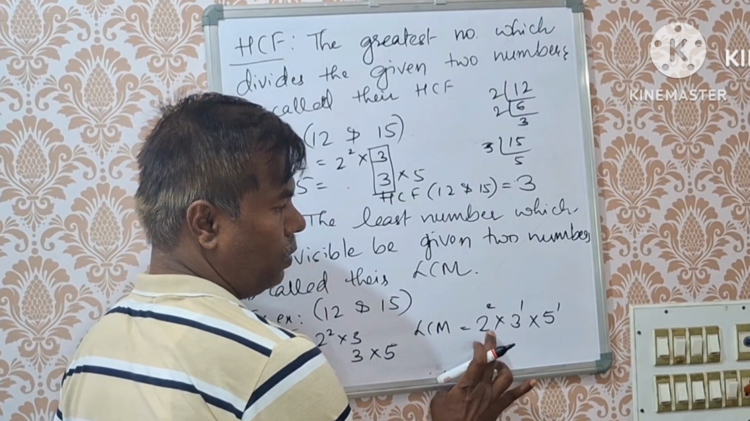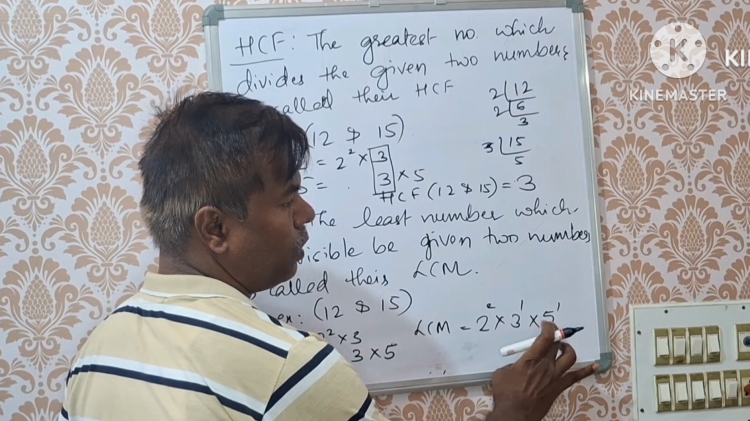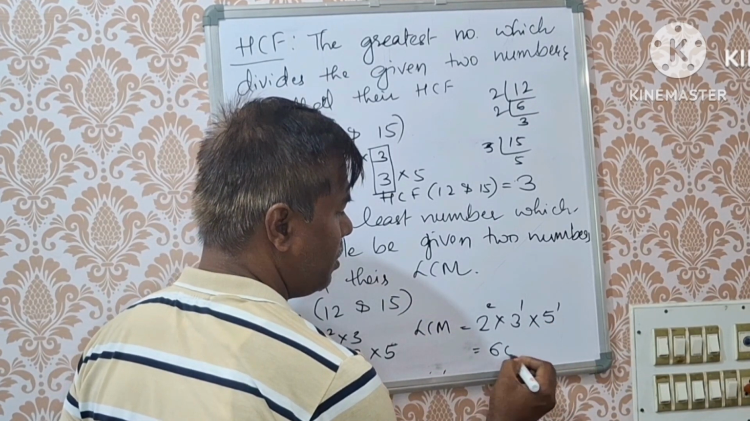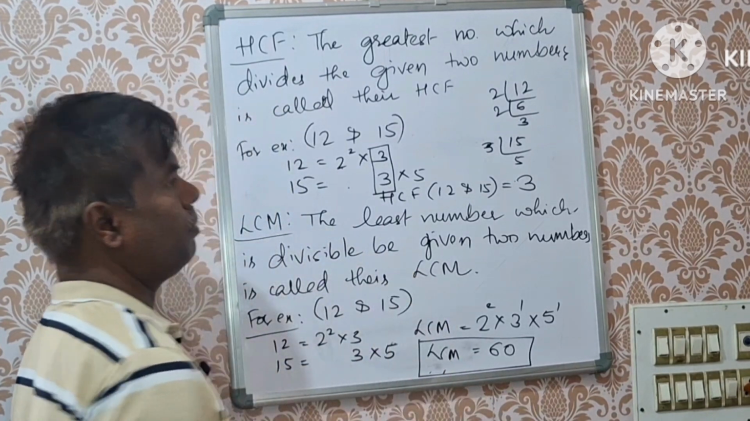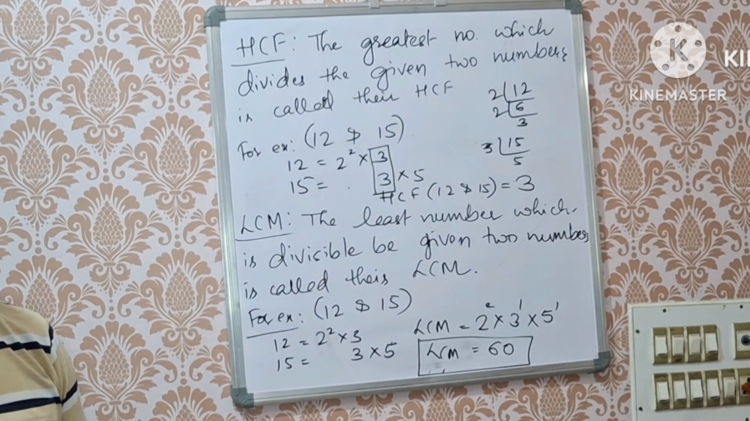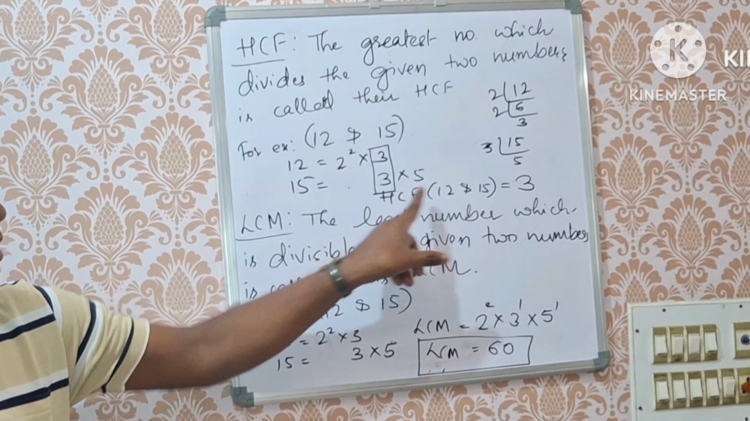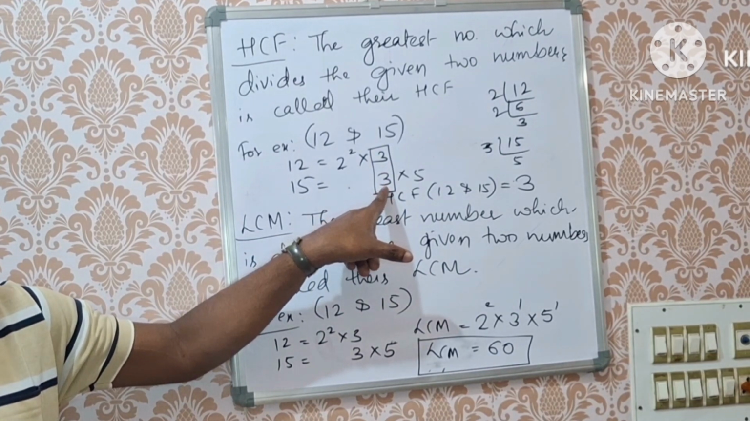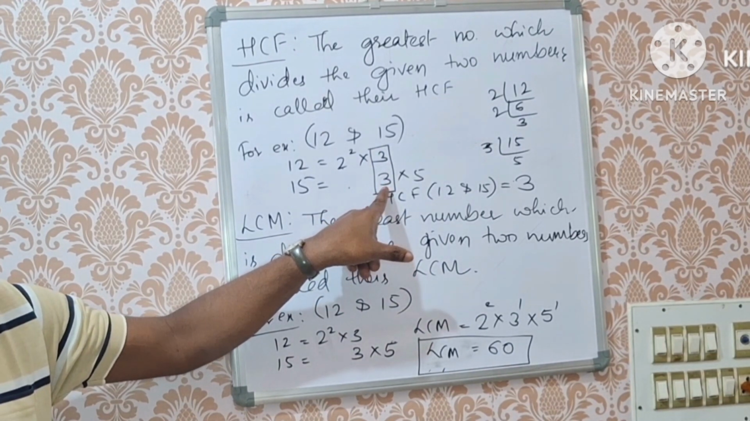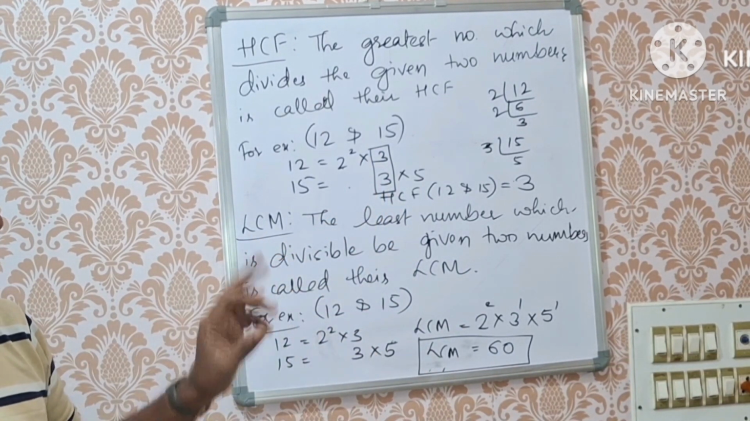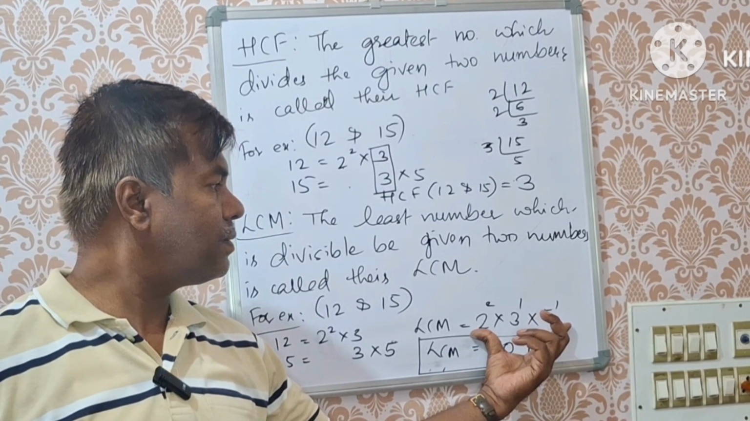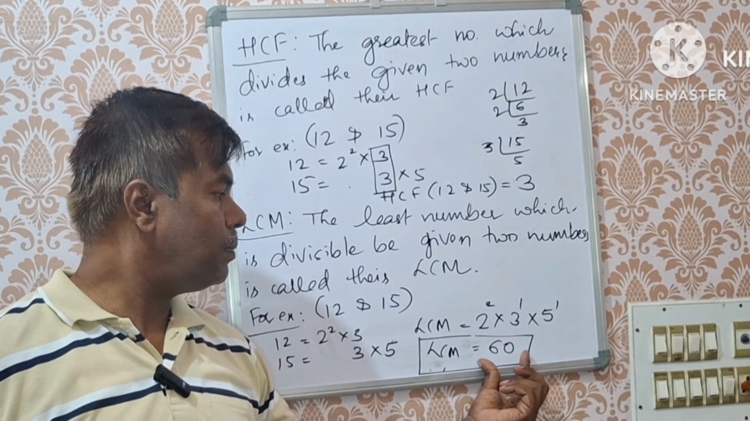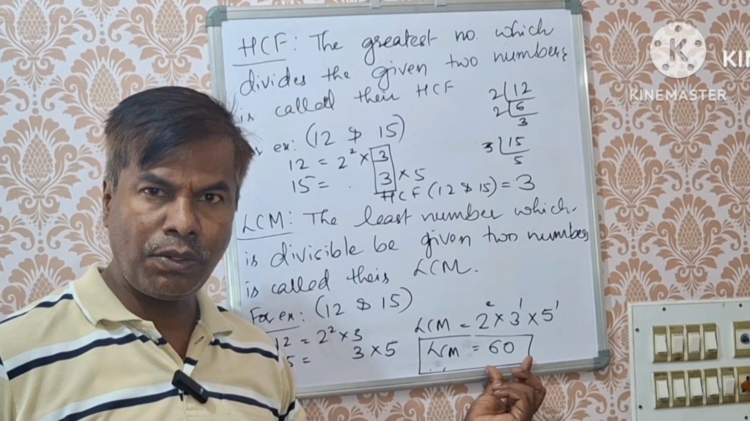2 power 2 is 4. 4 times 3 is 12. 12 times 5 is 60. 60 is the LCM of the given two numbers. How to find HCF? HCF of the given two numbers is the common thing that exists in the prime factors. How to find LCM? For LCM, you have to take all the numbers with highest power and multiply them. You will get the LCM of the two numbers.